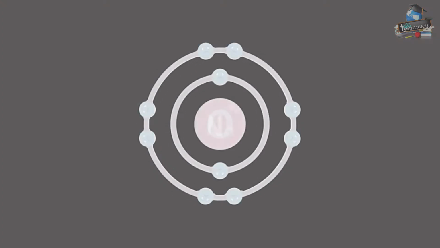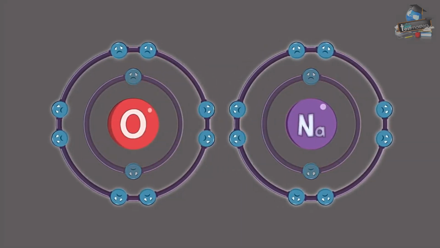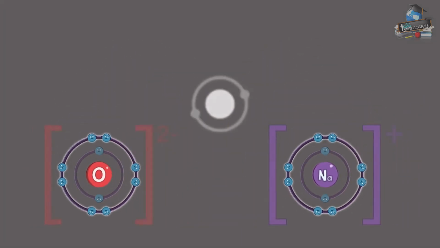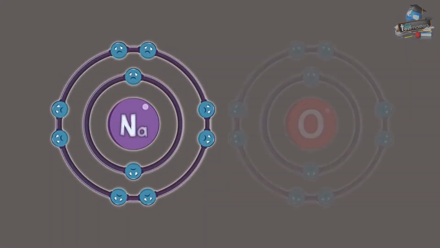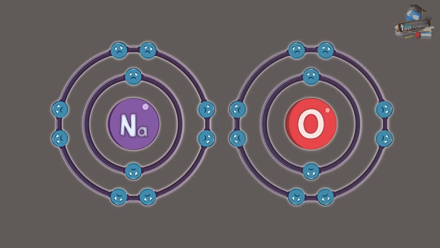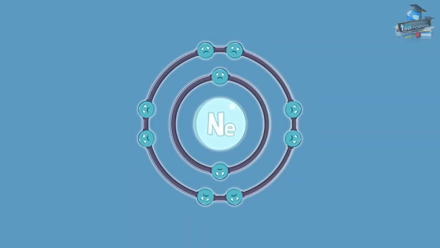If we look at the electronic structure of these 2 ions, we will see that they have a complete outer shell. We will also see that they have the same electronic structure as that of a noble gas. The sodium ion and the oxide ion have the same electronic structure as a neon atom.